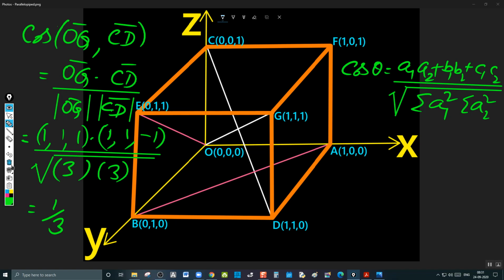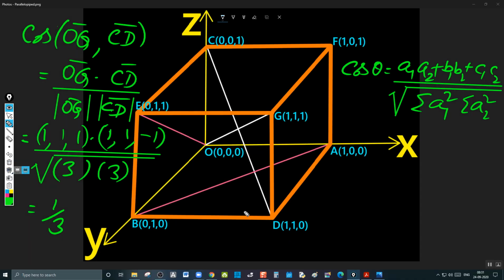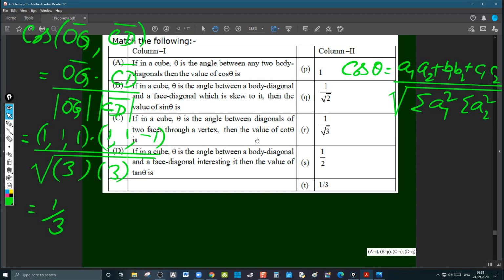So let us check the option here. Let us check the option. See, for this one, it is 1 by 3, the first one. Can you please help me out in working out the B? And if it is clear, you just proceed to B, please.